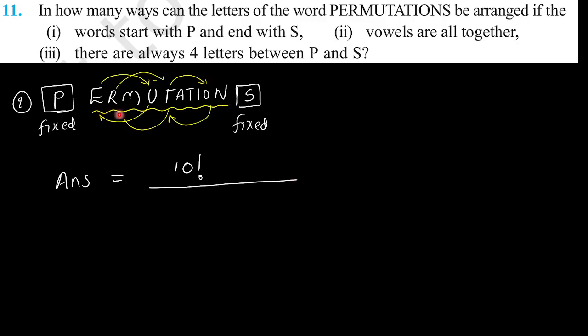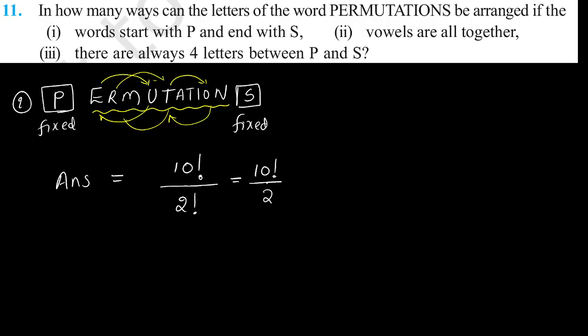Any other repetition? E no, R is not, M no. T is repeated twice, correct? T is repeated twice, so 2 factorial to be written in the denominator. Any other repetition? No, so no need to write any other number, okay? So 10 factorial by 2 factorial is the answer of the first question. If the numerator is much larger, you need not simplify, okay? Denominator you may write 2.